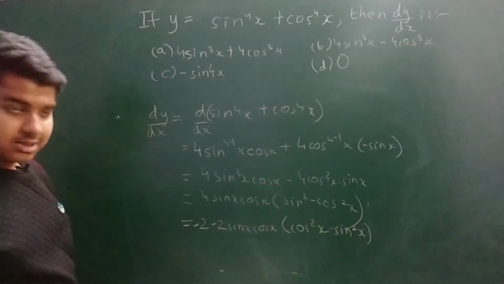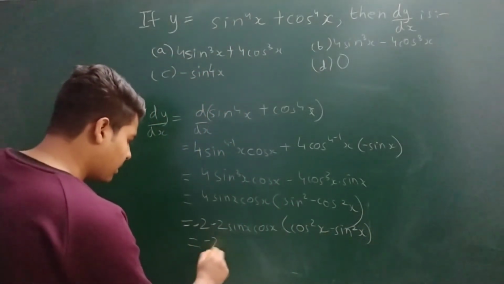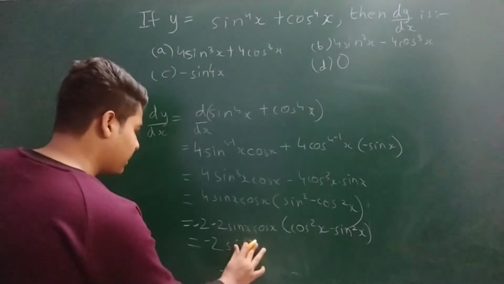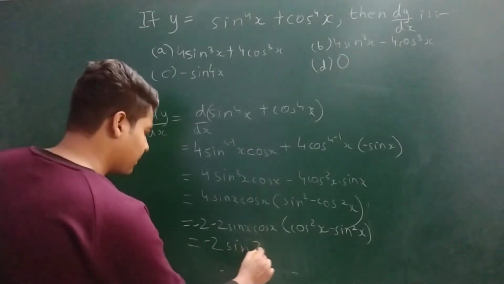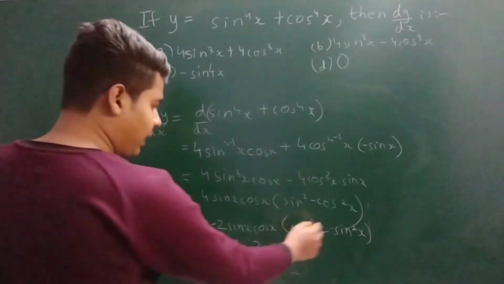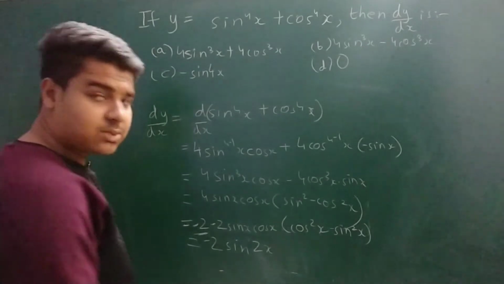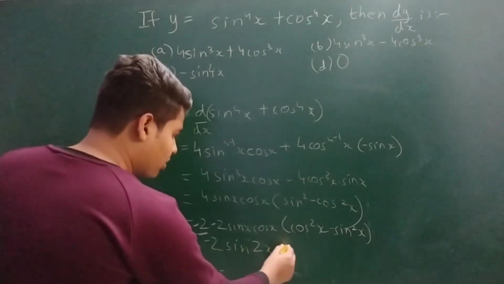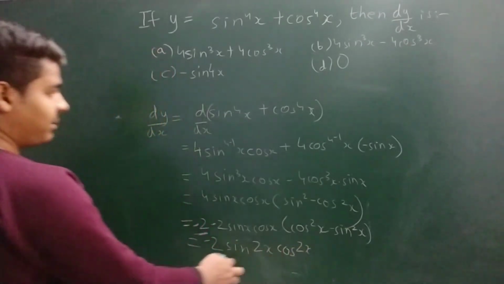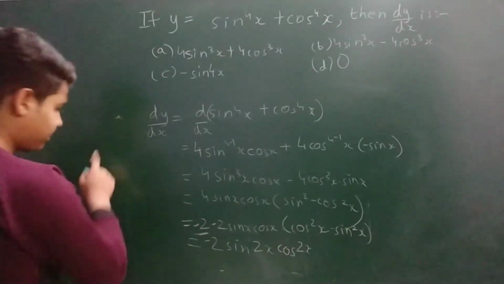2 sin x cos x is sin 2x, and the minus 2 will be in the front again. And cos square x minus sin square x is cos 2x. I am solving the remaining part here, so you can note it down from here.